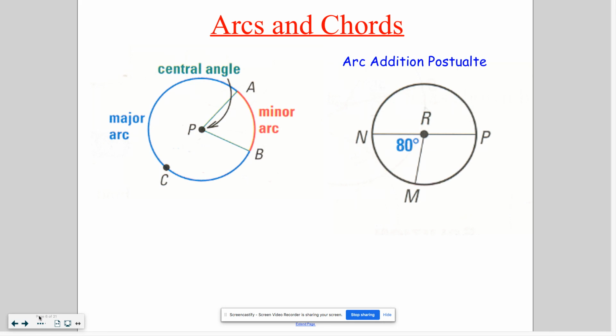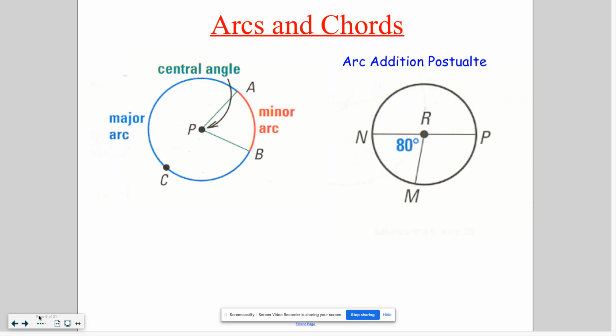A few terminology things: central angle, I think we've figured out by now, hopefully. Minor arc and major arc. Just know that the major arc has to be bigger than 180 and the minor arc has to be less than 180 degrees of the circle. So if you look at this picture on the right, you have a central angle that's 80 degrees, it says, that NRM.